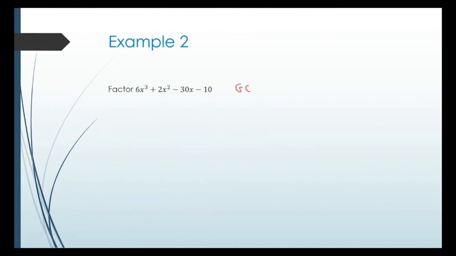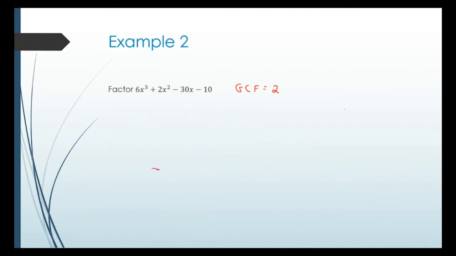So first we look for the GCF, and in this case it's just a number because the 10 doesn't have a variable, so I can't factor anything out. So out of 6, 2, 30, and 10, the biggest number I can divide out of all 4 numbers is 2. So my GCF here is going to be 2.